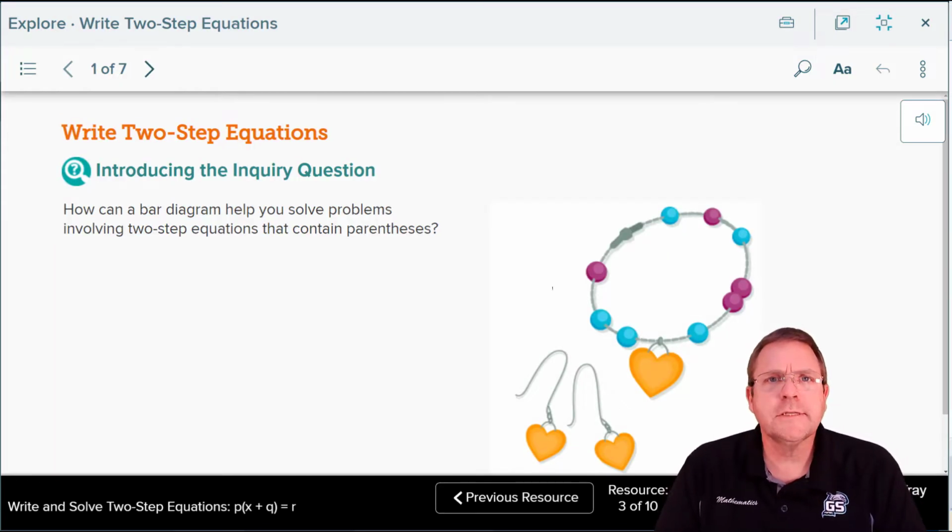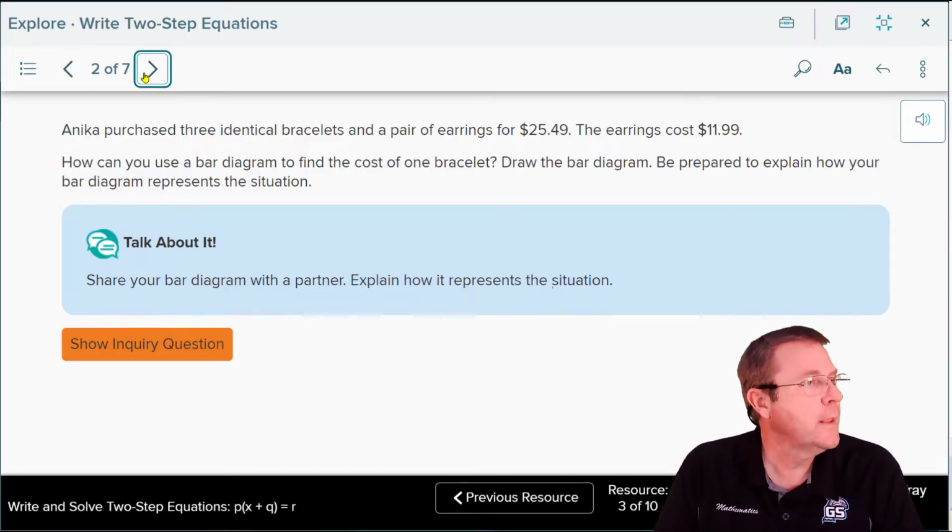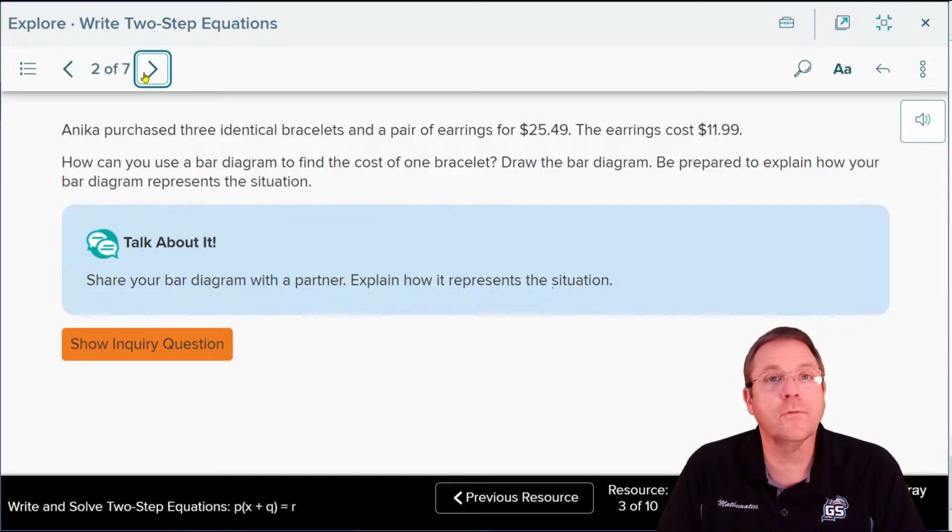Our inquiry question says, how can using a bar diagram help you to solve problems involving two-step equations that involve parentheses? Well, let's take a look at it and find out. Annika purchases 3 identical bracelets and a pair of earrings for a total of $25.49. If the earrings cost $11.99, how can you use a bar diagram to find the cost of just 1 bracelet? Draw a bar diagram and be prepared to explain how the bar diagram represents your situation.